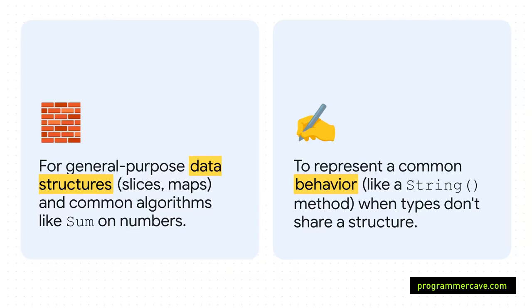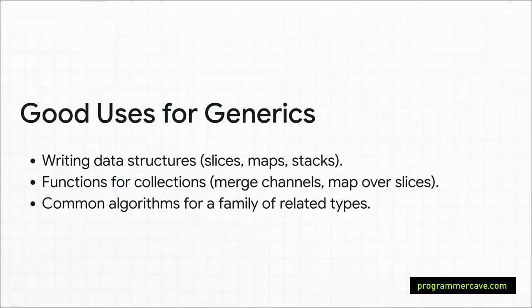See the difference? So just to hammer this home, what's the sweet spot for generics? Well, number one, writing those general-purpose data structures. Number two, writing utility functions that work on collections, like merging channels or mapping a function over a slice. And number three, implementing common algorithms, like a sum function that works on a whole family of number types.